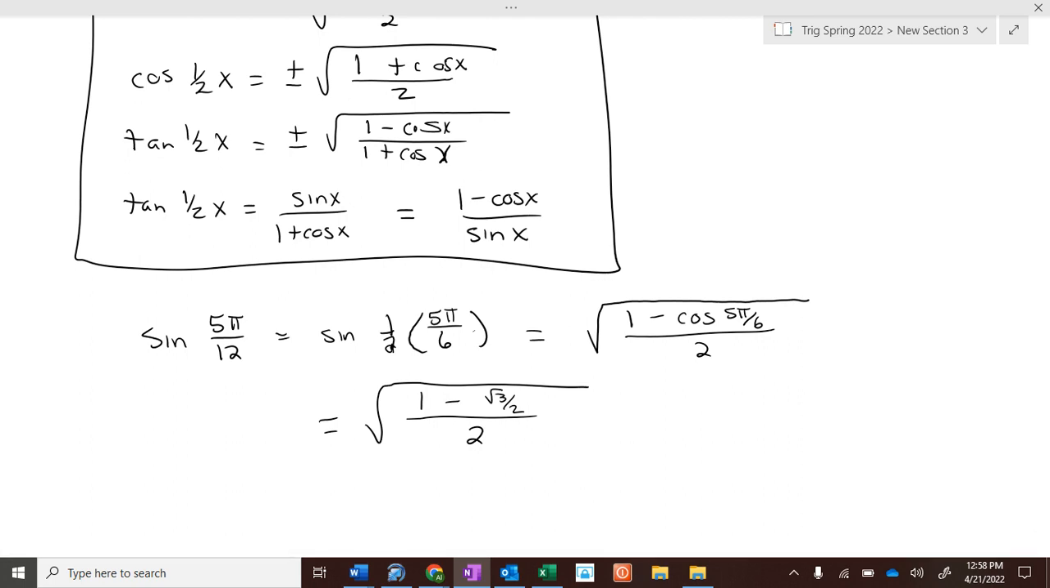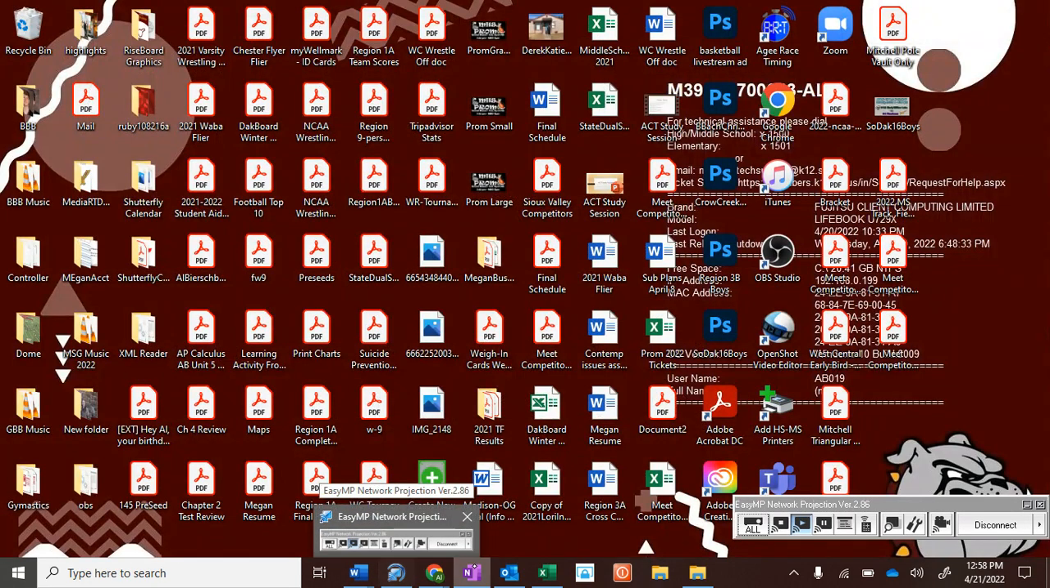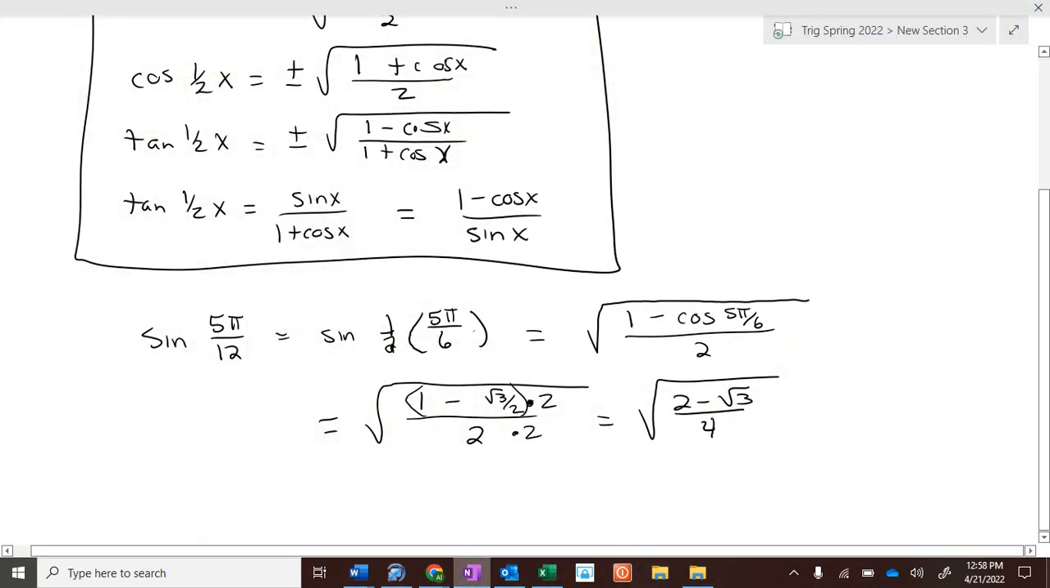Oh no, we've got a fraction with a fraction in it, otherwise known as a complex fraction. How do we get rid of a complex fraction? Well, we're going to multiply by the denominator of the numerator because that's the only denominator I see, right? So we're going to multiply everything by 2 on the top and the bottom. So we get the square root of 2 minus the square root of 3 all over 4. Okay, so 2 times 1 is 2. Square root of 3 over 2 times 2 is square root of 3. And 2 times 2 is 4. Multiply top and bottom by 2.